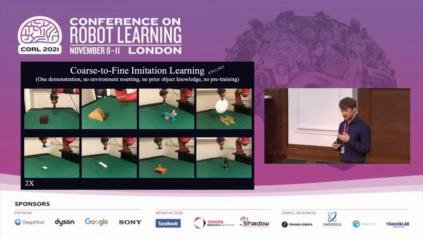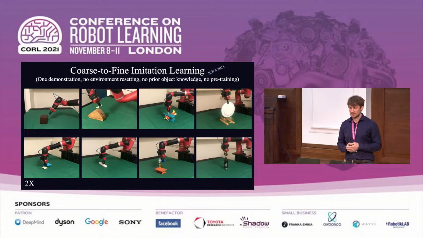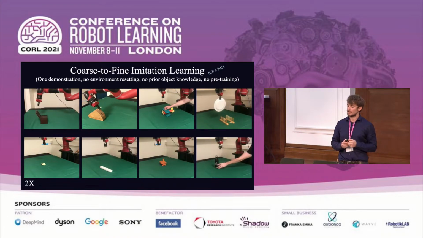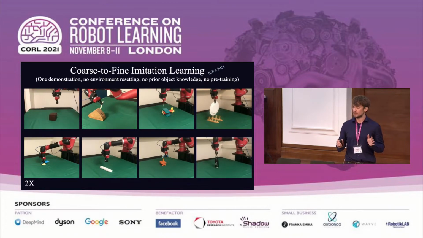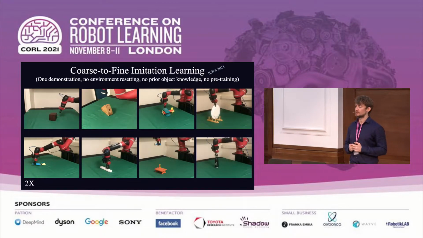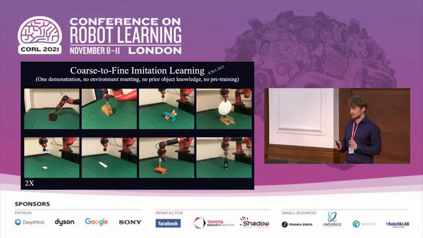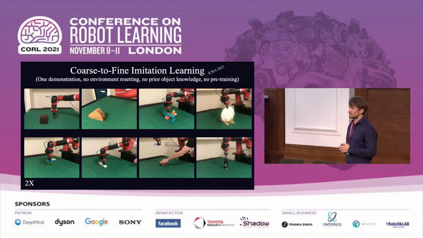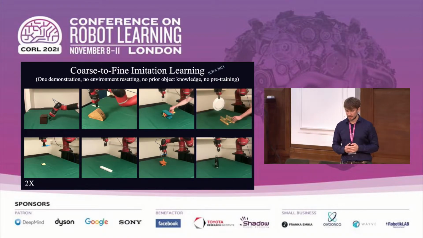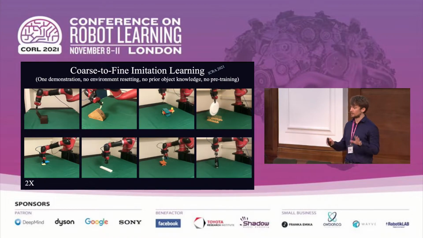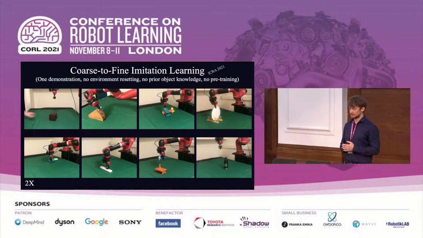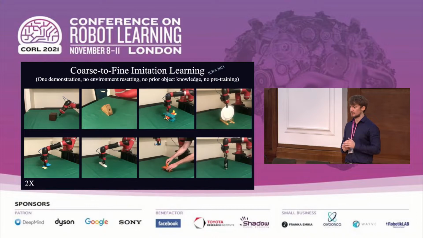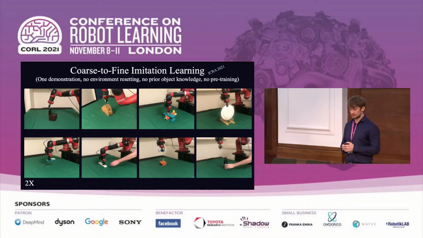So here are some videos of a method we've developed where what we're trying to do is optimize for the amount of time a human spends supervising. All of these methods are trained with about 5 seconds of human demonstration time, and that's it. So we just have 1 demonstration, no environment resetting, no prior object knowledge, and no pre-training. And it's the same method, no hyperparameter tuning. The same method works on all these tasks. And I'm doing a demo this afternoon, so come along and say hi and take a look at the results.